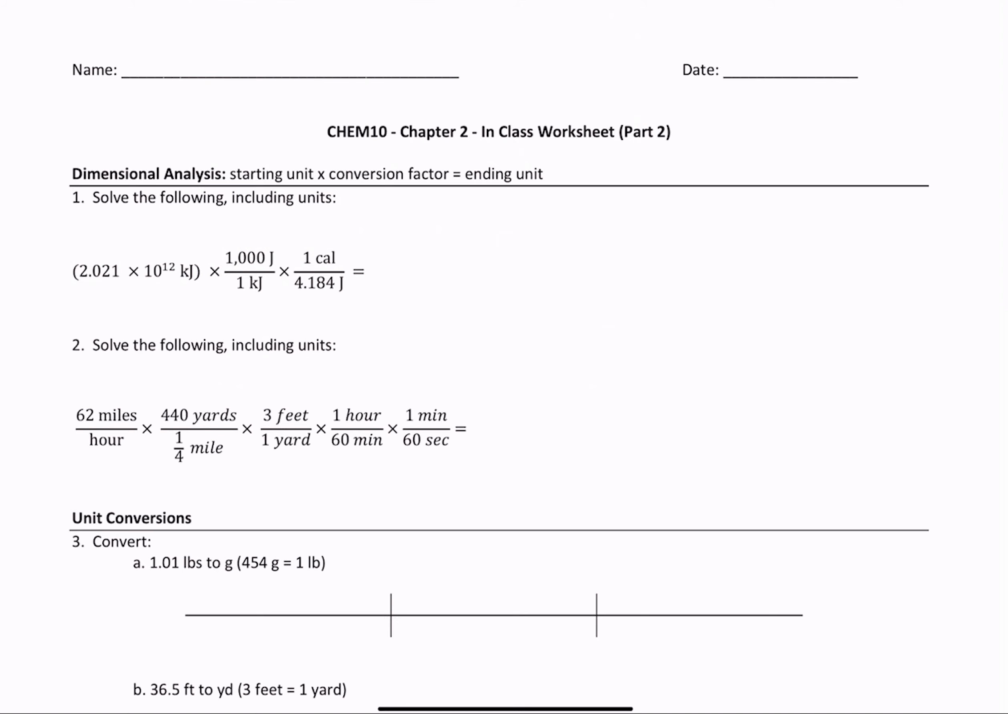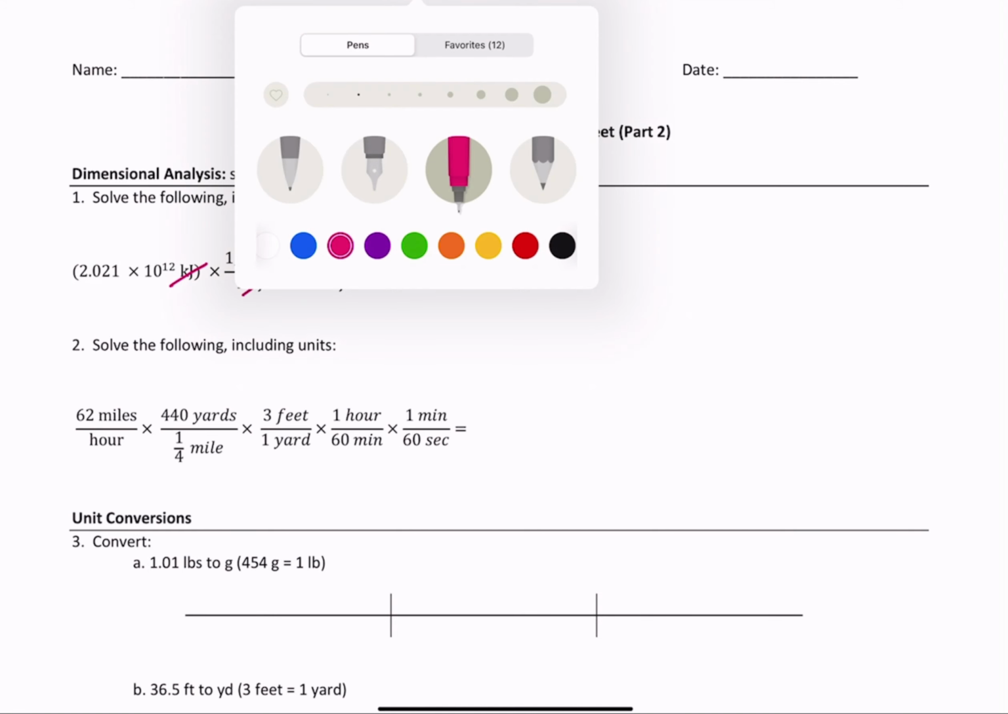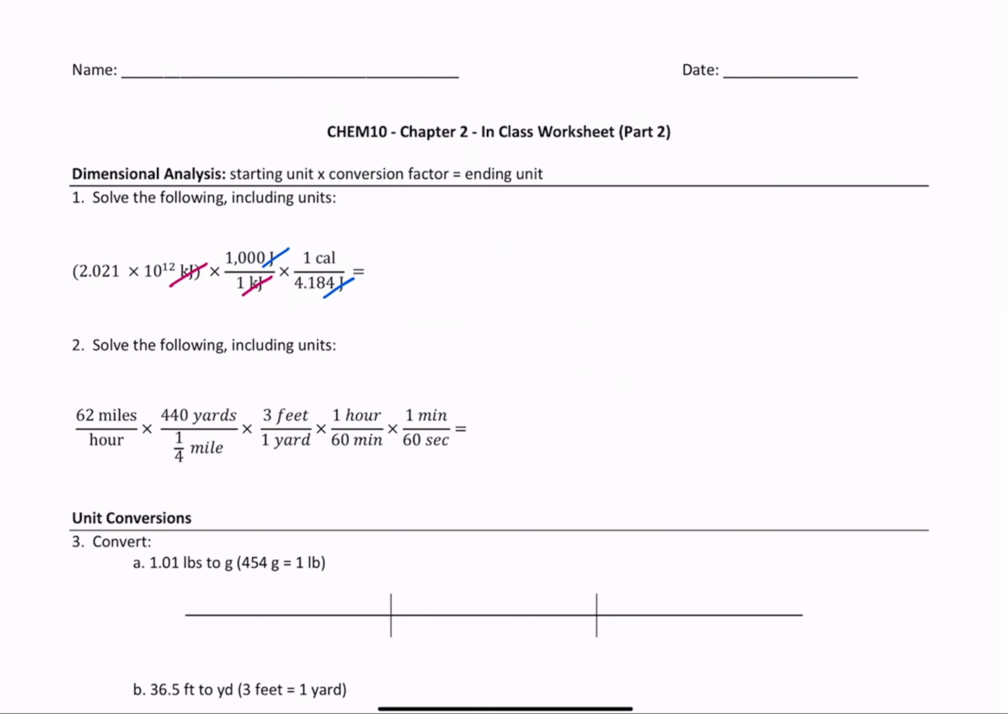Okay, so let's go over chapter 2, worksheet part 2 together. Problem 1, solve the following including the units. Let's take care of the unit first. The kilojoule will cancel because they are on the opposite side of the division line. And the joule will cancel, and I'm left with calories.